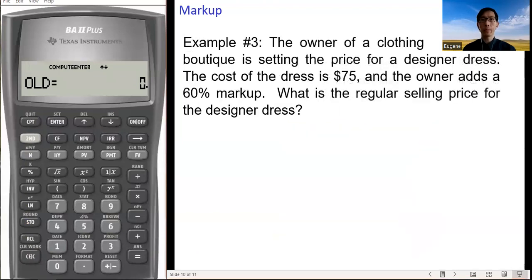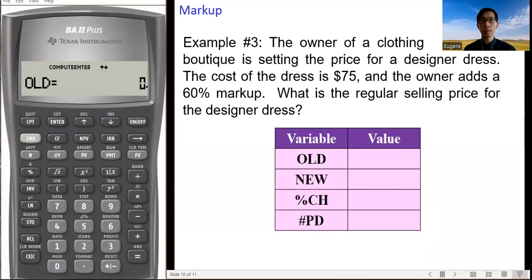The next example. The owner of a clothing boutique is setting the price for a designer dress. The cost of the dress is $75, and the owner adds a 60% markup. What is the regular selling price for the designer dress? The variable old, the cost of the dress is $75. We need to get the selling price. The markup corresponds to the variable percent change is 60. PD equals 1.